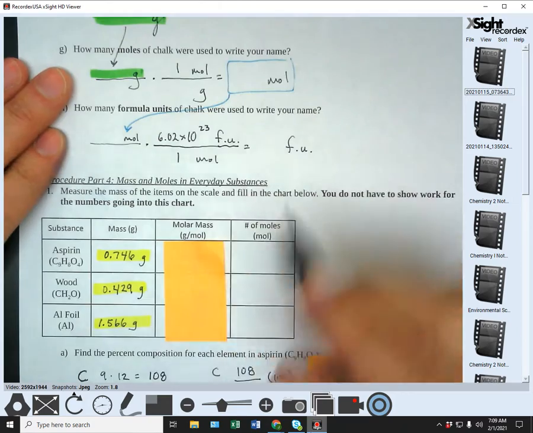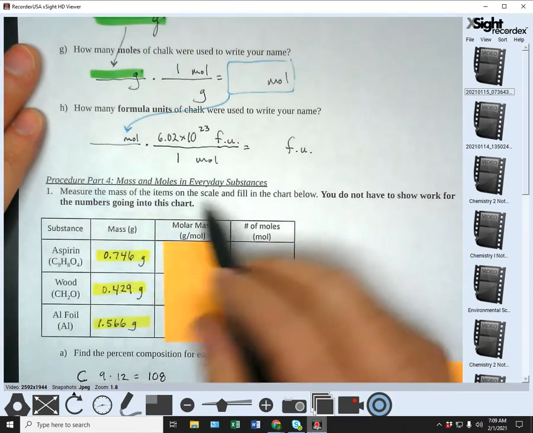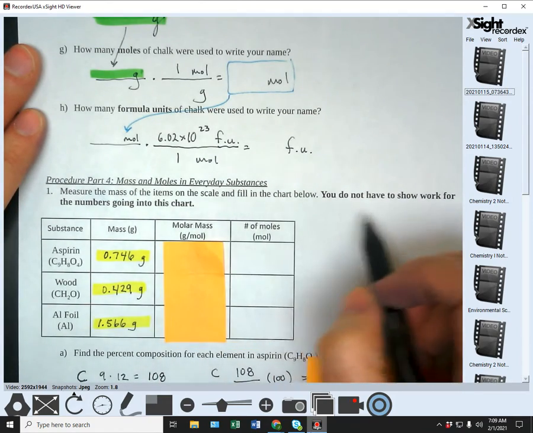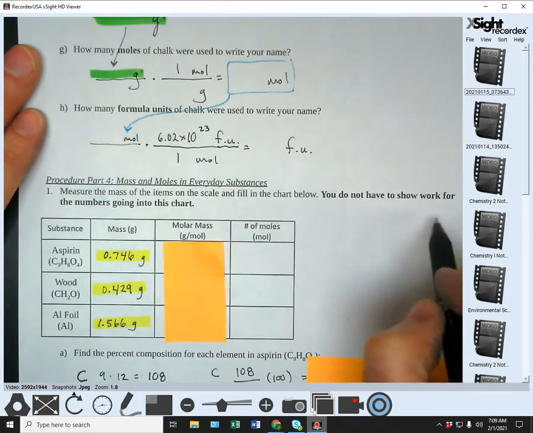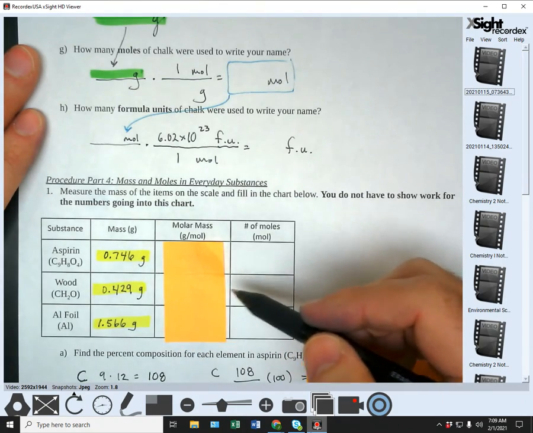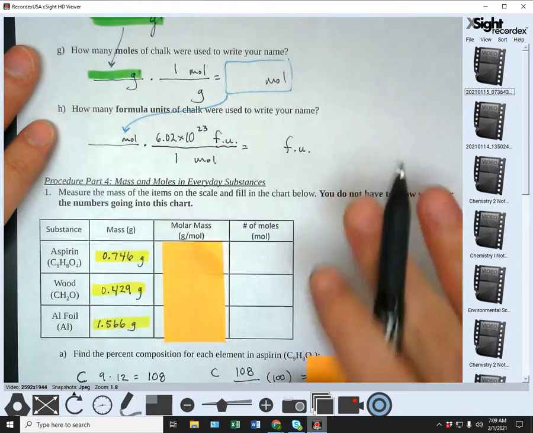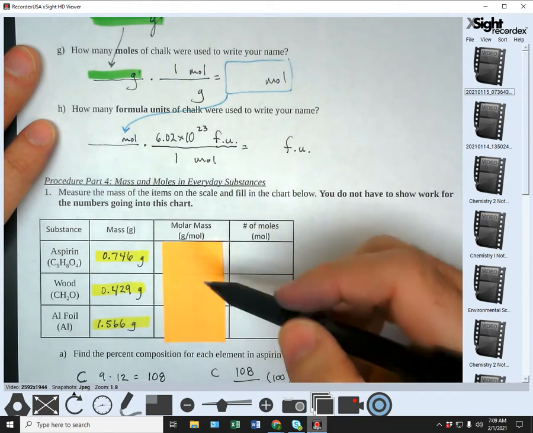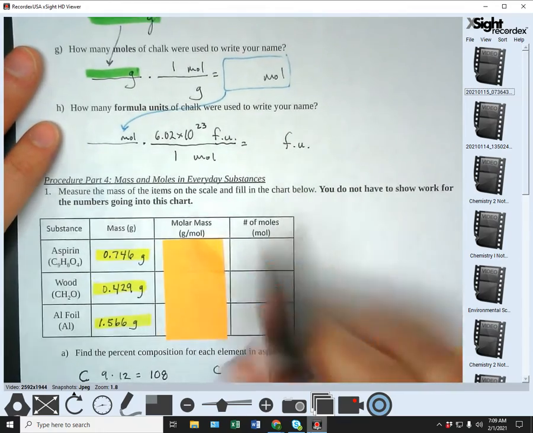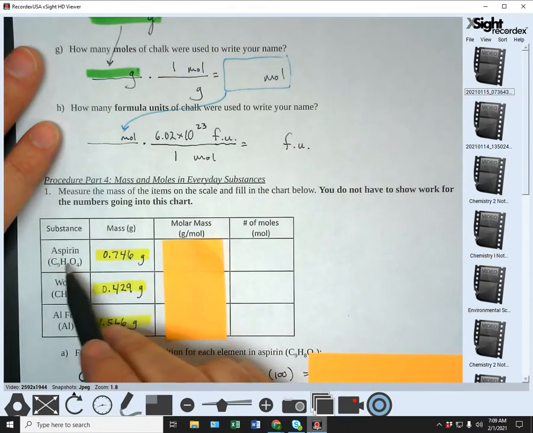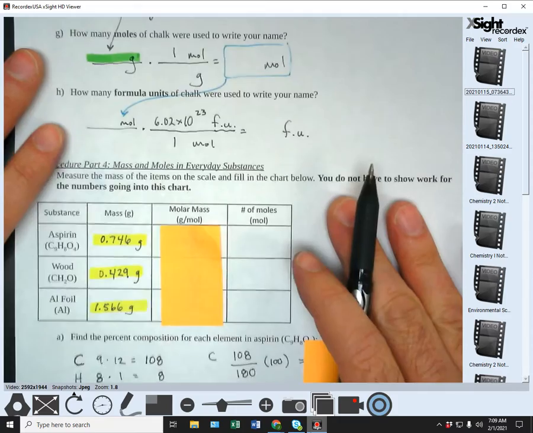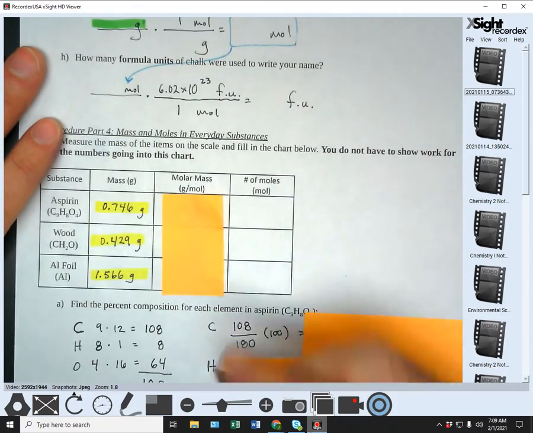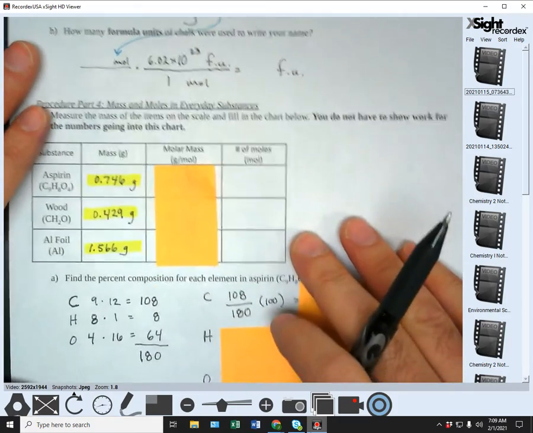Okay. So for these, it says measure the mass of the items on the scale and fill in the chart below. You do not have to show work for the numbers going into this chart like you do for some of the others. So you've got these, you need to find the molar mass. Remember, finding the molar mass is just doing the number of atoms times the mass and then adding them all up. Okay, I have aspirin down here because we need to use it in the next question.